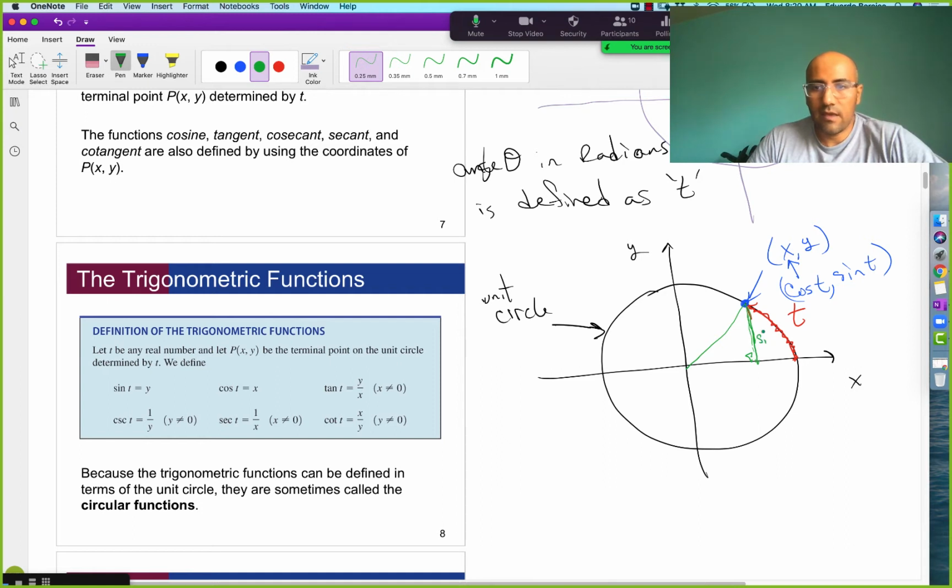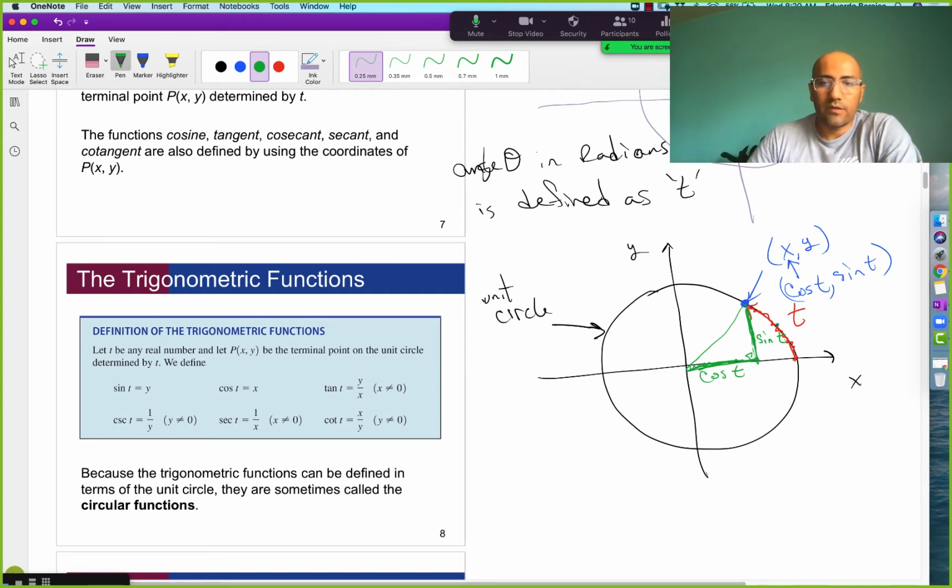This would be sine of t, and this would be cosine of t. Right, so this distance here is the cosine of t, whereas this distance here, the height, would be the sine of t. So in the right triangle form, the height is sine of t, and the base of this triangle is cosine of t.